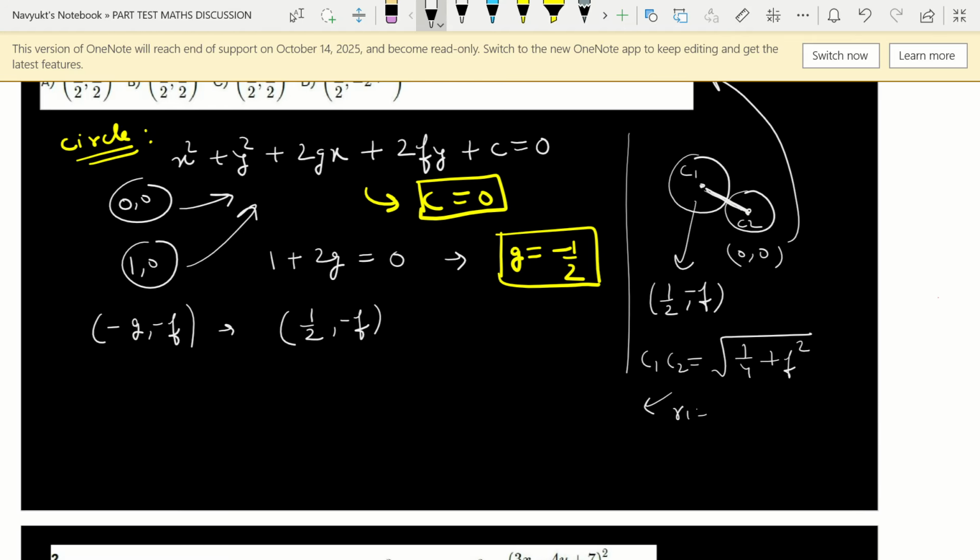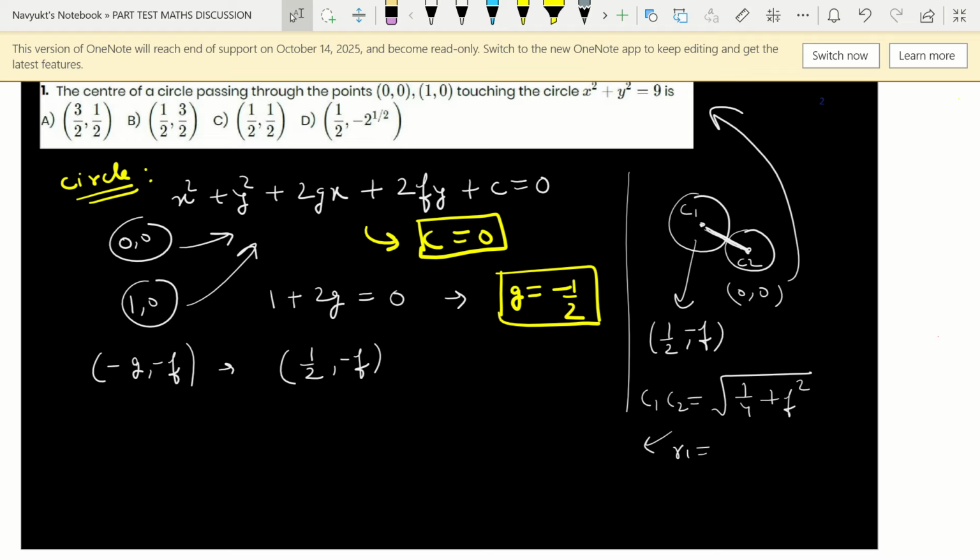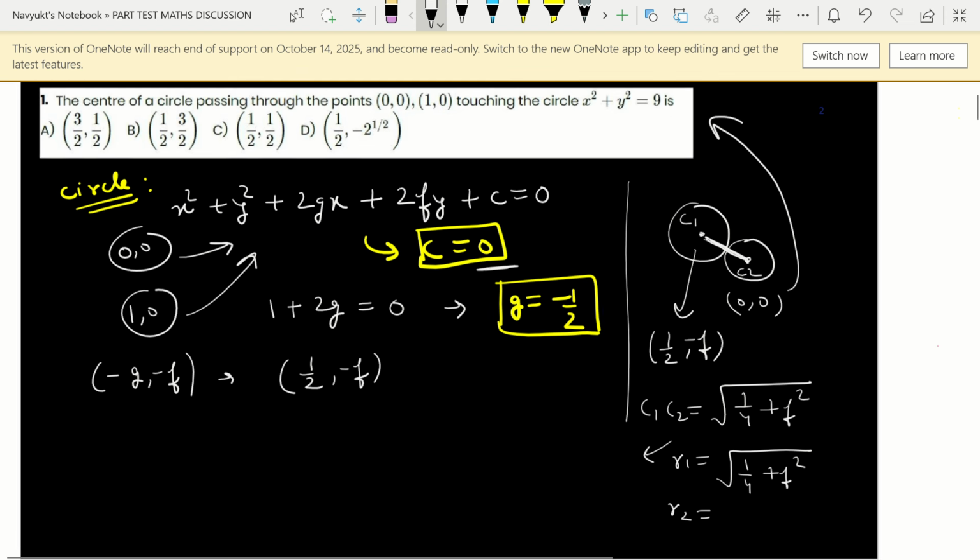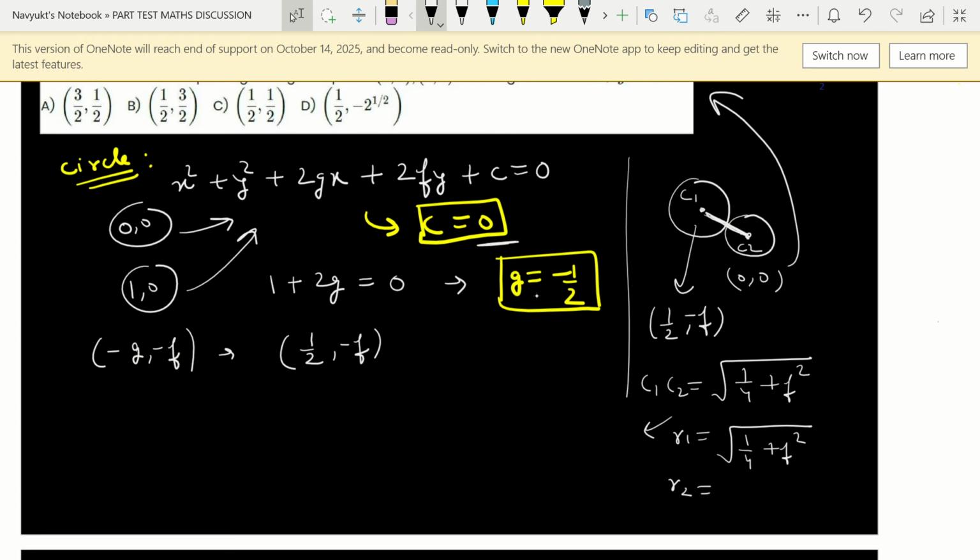What are both radii? R1, the first radius of a circle, would be root of, what's the formula for the radius of a circle? It is g square plus f square minus c. C we already have as 0. So we will simply write root of 1 by 4 plus f square. That is the radius of the first circle. Whereas for the second circle, you can see in the question, it is equals to 9, so 3 is the second circle's radius. So we'll simply write a relation that the distance between the two centers would be r1 plus r2, which gives us 3 plus root 1 by 4 plus f square equals to root 1 by 4 plus f square.